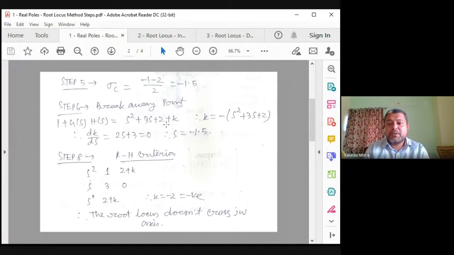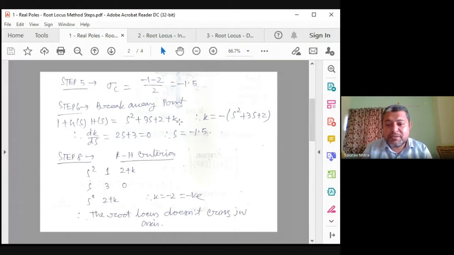At this step, students get nervous and are not able to do it. But there is nothing difficult. GSHS is given to you, you do 1 plus GSHS. For an only-pole system, this is very easy. If a zero comes, then there is a little bit of difficulty in finding the characteristic equation. But for an only-pole system, it is very easy. So it is (S plus 1)(S plus 2) plus K, S square plus 3S plus 2 plus K is equal to 0. Up till this there is no doubt.